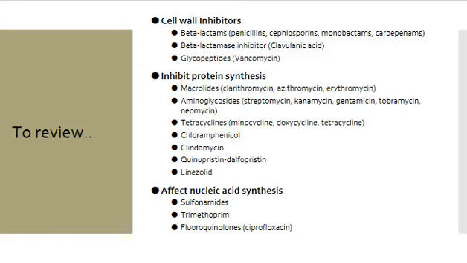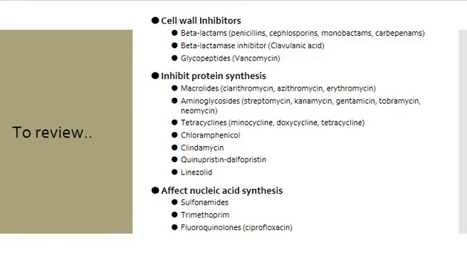Just to review, we can loosely group the antibiotics that we're going to talk about into three main drug classes. We can look at, as a group, cell wall inhibitors, which include the beta-lactams, and then the co-administration of the beta-lactamase inhibitors, such as clavulanic acid. Glycopeptides, such as vancomycin, are also cell wall inhibitors, although through a slightly different mechanism.